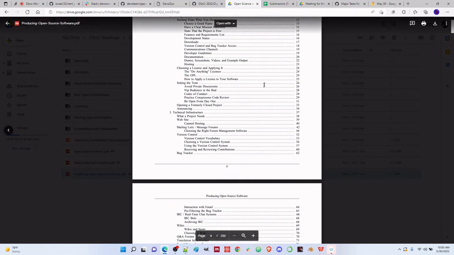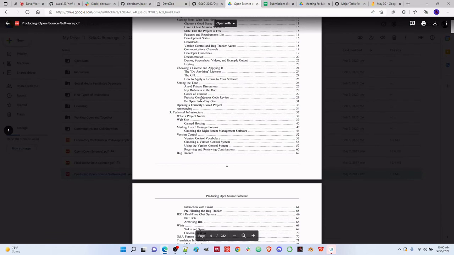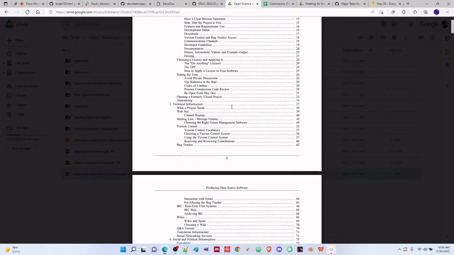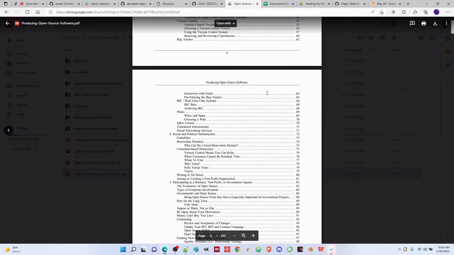And there are all sorts of different things like choosing a license. There are all sorts of open source licenses. There's also having discussion groups surrounding your software. How do you make that productive? You need technical infrastructure.